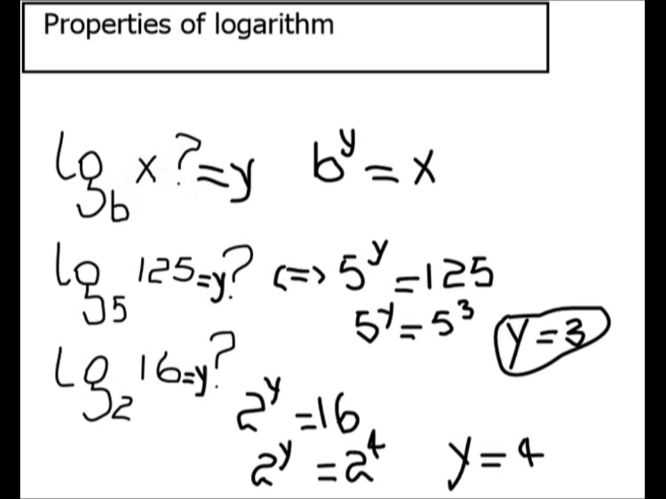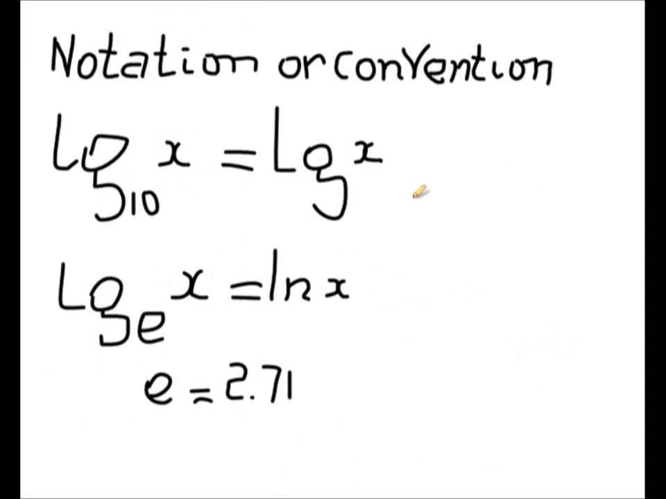Now there is some notation that you should understand. Even though the base is really important, most of the time by convention, when we have base 10, we don't write anything, we just write log of x. So on your calculator, when you see log of x, it's always base 10. By convention, the notation log of x usually means base 10.